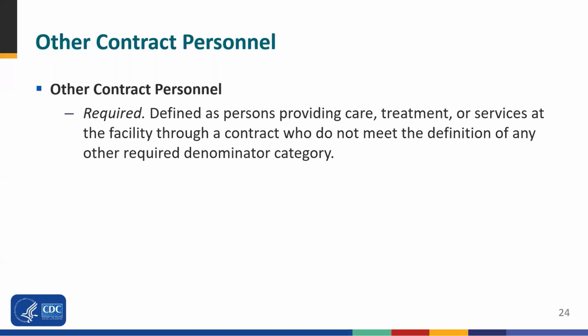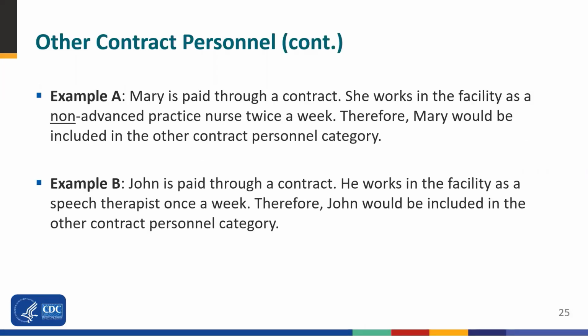The final category, other contract personnel, is defined as persons providing care, treatment, or services at the facility through a contract and who do not meet the definition of any other required denominator category. Here are 2 examples of other contract personnel who would be included in the data.